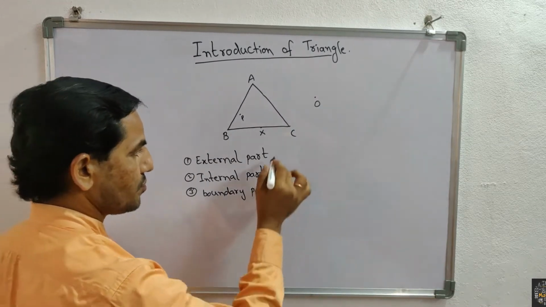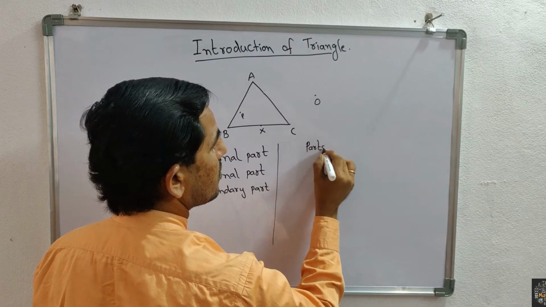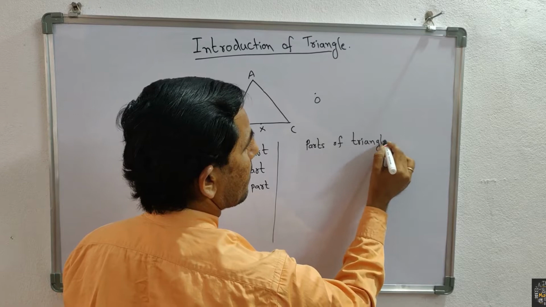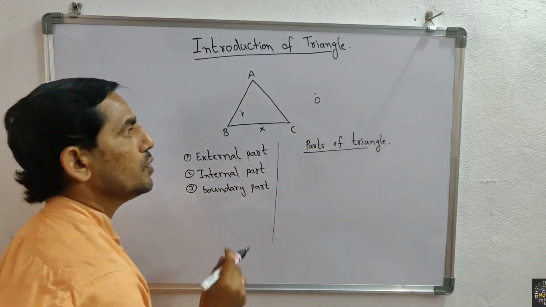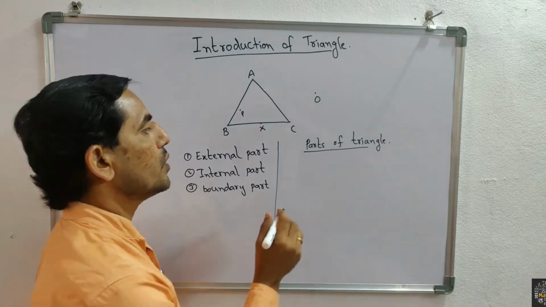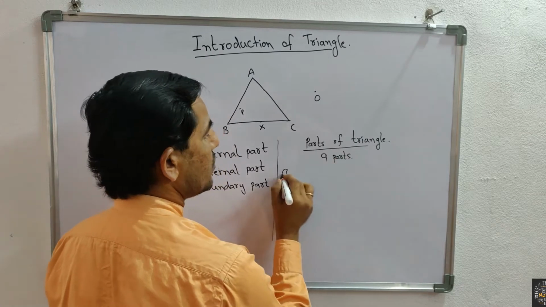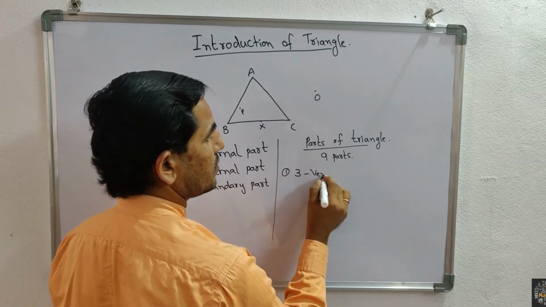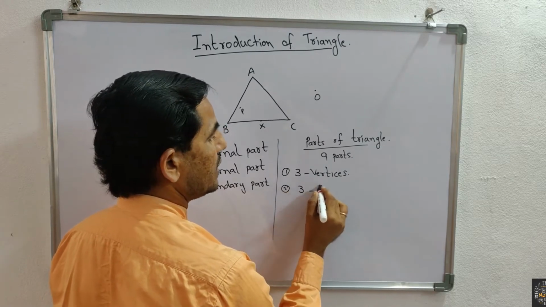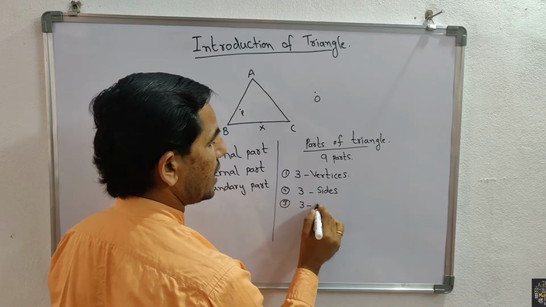Next, parts of triangle. Every triangle has some parts. Here there are a total of 9 parts. First one, 3 vertices, second one, 3 sides, and third one, 3 angles.